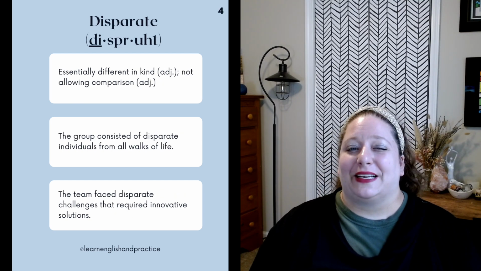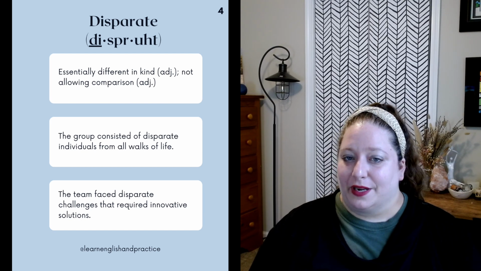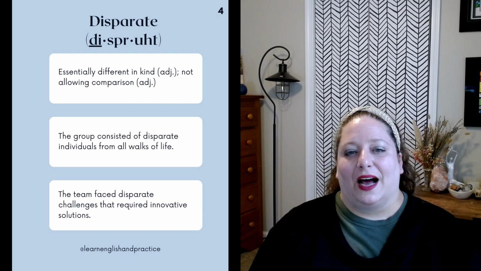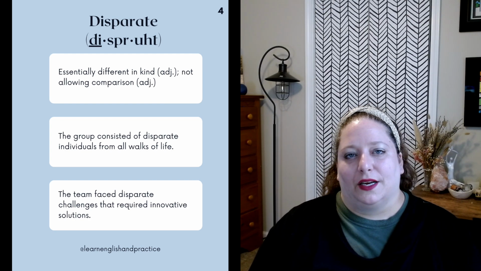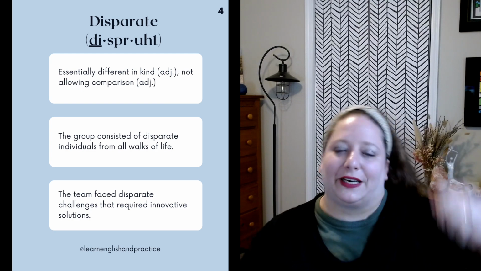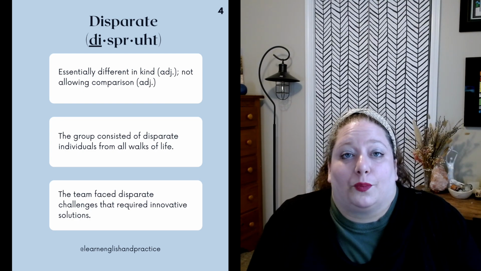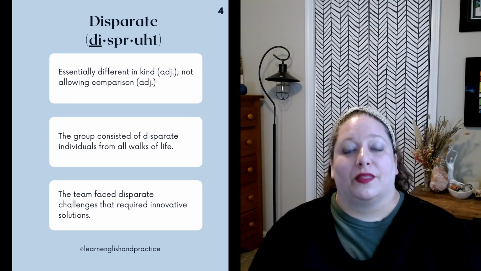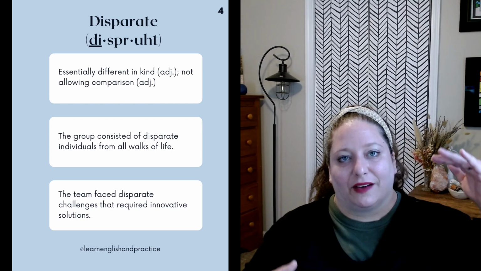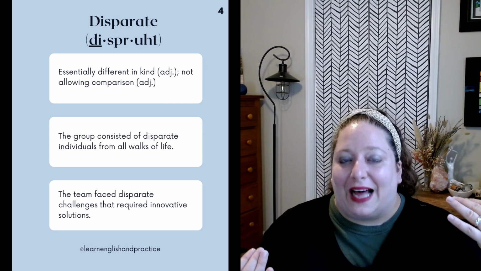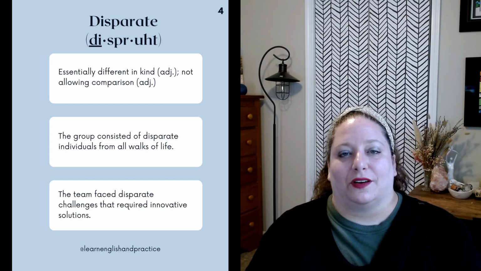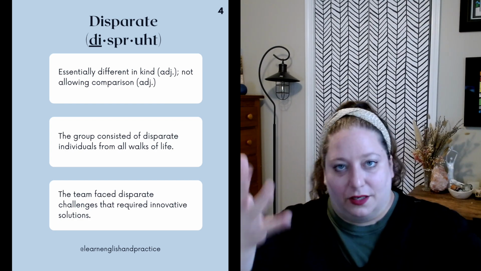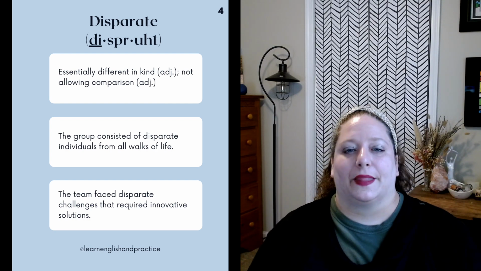Disparate. This means essentially different in kind as an adjective, not allowing comparison as an adjective. So disparate means different. You might use this word when talking about a classroom. There might be disparate levels of comprehension in a reading class, and then the teacher has to accommodate for those different levels because they are so disparate, so different.